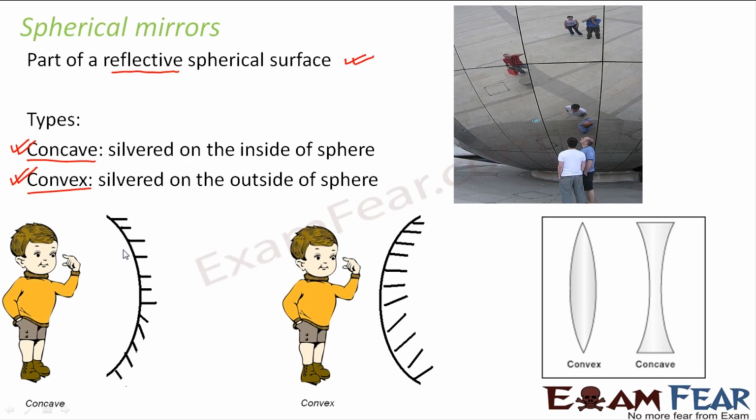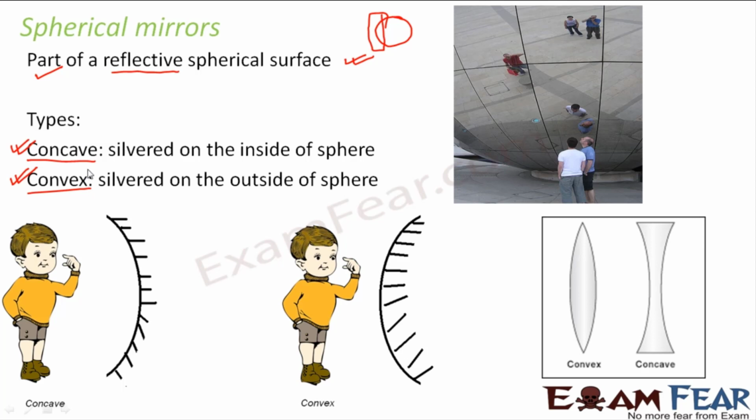For example, you see this mirror, right? It is in the form of a sphere. Let us suppose this is a sphere. So you just take a part of this spherical mirror. What will happen? It will look somewhat like this. It is a part of that entire spherical surface. So a spherical mirror is basically a part of that entire spherical surface which is reflective in nature, right?